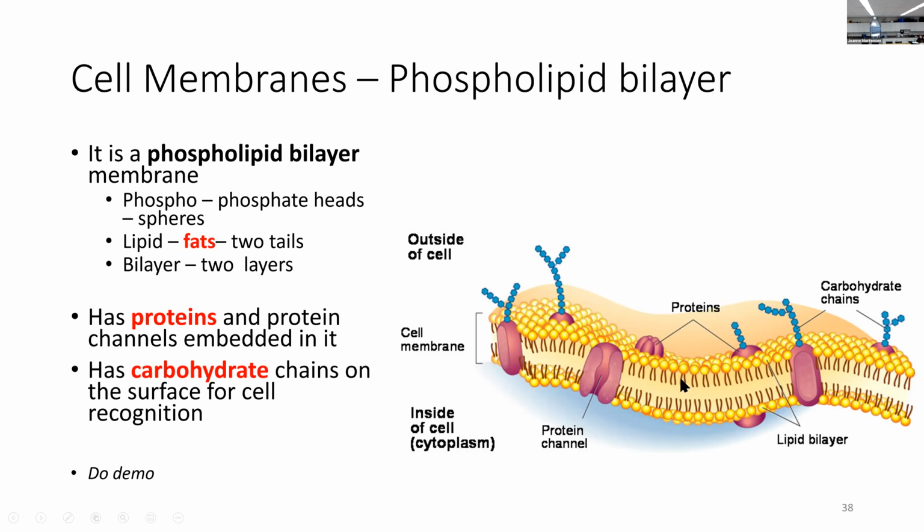So these lipids don't like water, so they will tend to point towards each other. And the phosphates do like water, so they will line up around the outside. So this one says this is outside the cell and inside the cell. And you can get protein channels in between. You've got proteins, you've got receptors.